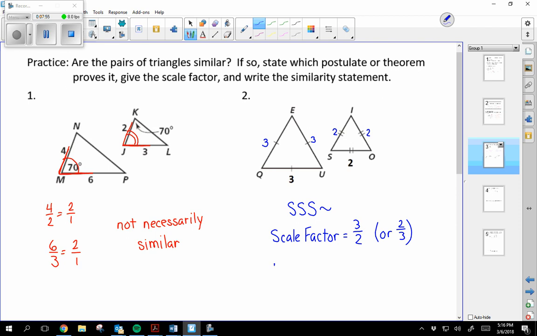And then we need the similarity statement. So let's start with triangle QEU similar to triangle. Now, truth is, every angle in the bigger triangle is 60 degrees. Every angle in the smaller triangle is 60 degrees. It would actually be impossible to put these last 3 letters in the wrong order since every angle measures 60. Just for convenience sake, we'll say triangle SIO.